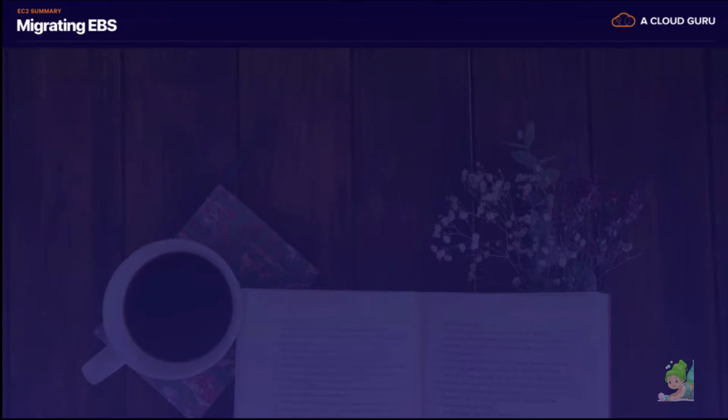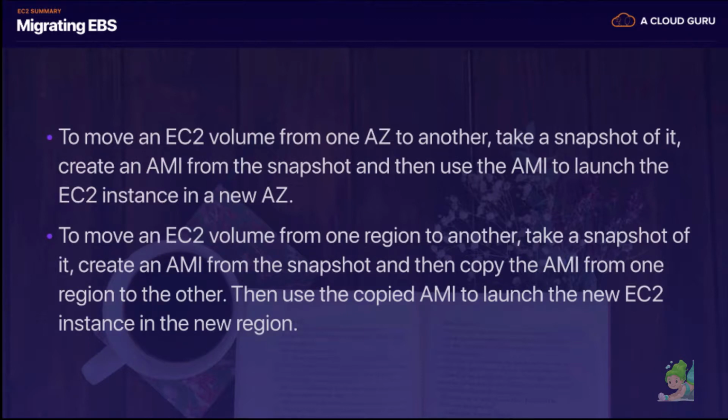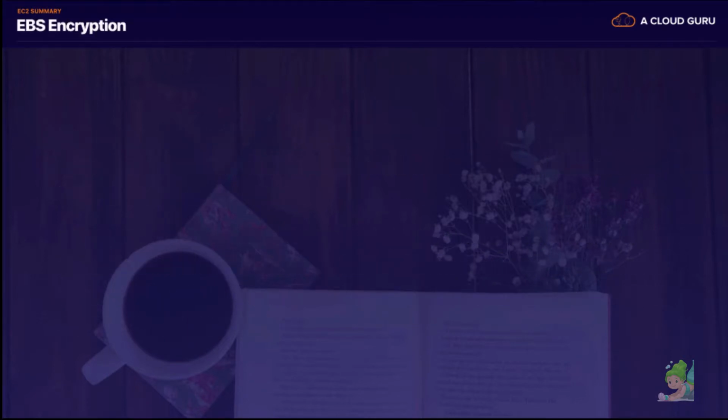In terms of migrating EBS, to move an EC2 volume from one availability zone to another, you just take a snapshot of it, you then create an AMI from the snapshot, and then you use the AMI to launch that EC2 instance in a new availability zone. And likewise, if you want to move EC2 volumes from one region to another, take a snapshot of it, create an AMI from the snapshot, and then copy the AMI from one region to another, and then you use the copied AMI to launch the new EC2 instance in the new region.